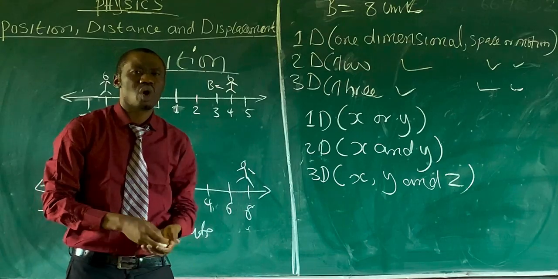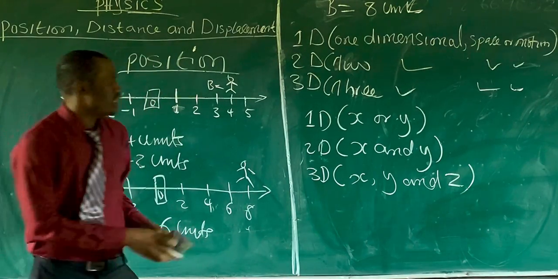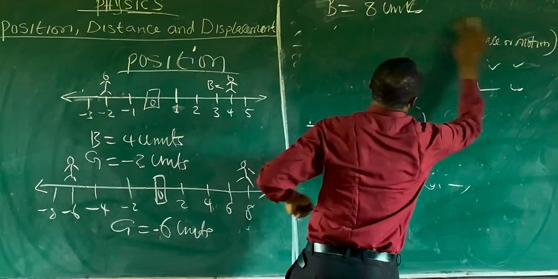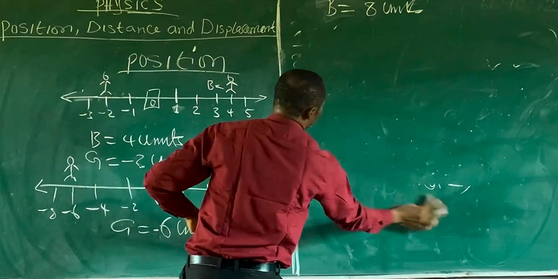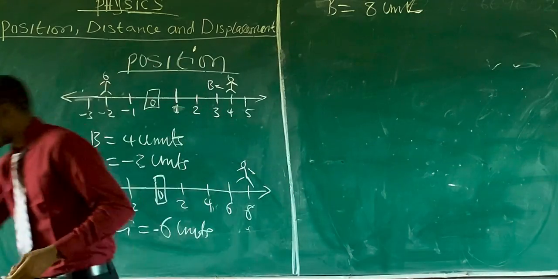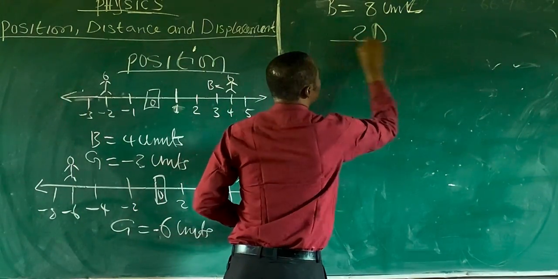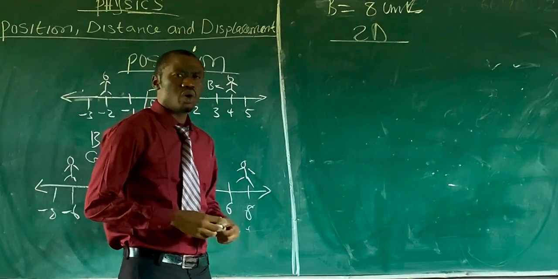I'm going to move on now so that we can deal with 2-dimensional space or motion, which we call the 2D. So I'm going to be writing 2D, just 2D. 2D means 2-dimensional space or motion.